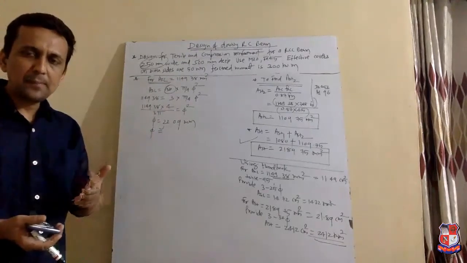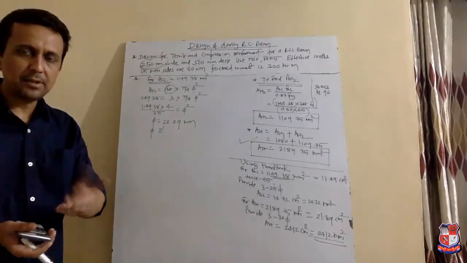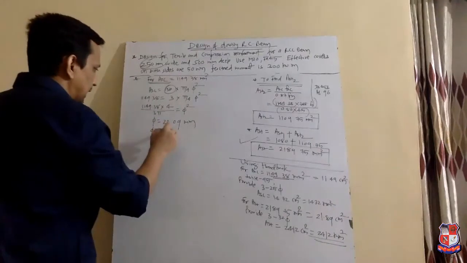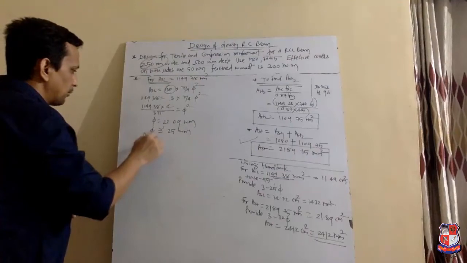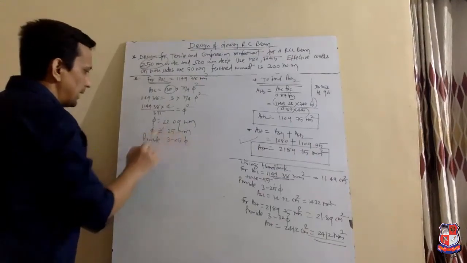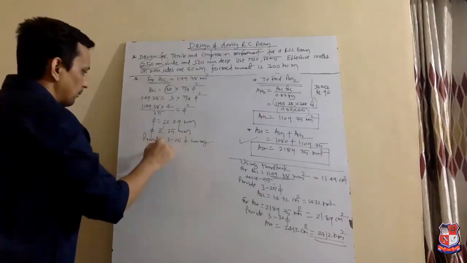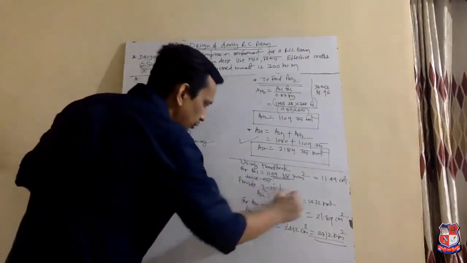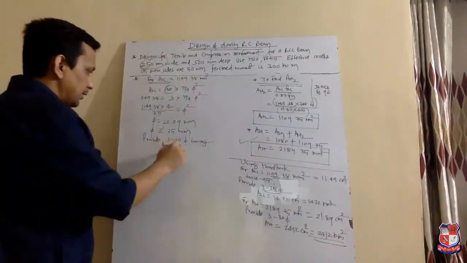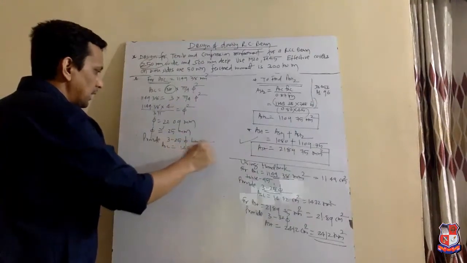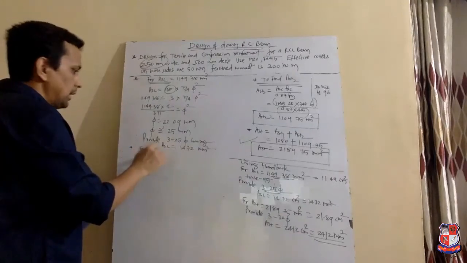So take more than that diameter. After 22 mm dia, it comes directly 25; 23 mm and 24 mm diameter of bar is not available. So directly take 25 mm dia. That's why provide 3 number 25 mm dia having ASC. Using the handbook, we have also provided 3 number 25 mm dia and 1472 mm square.